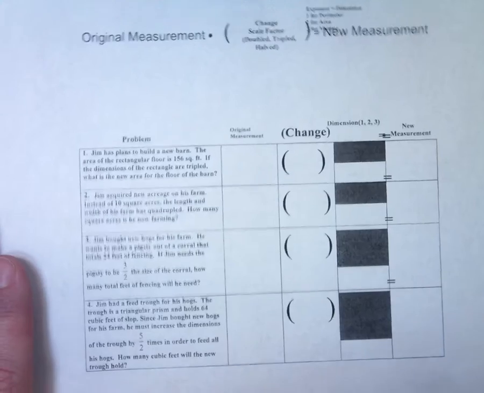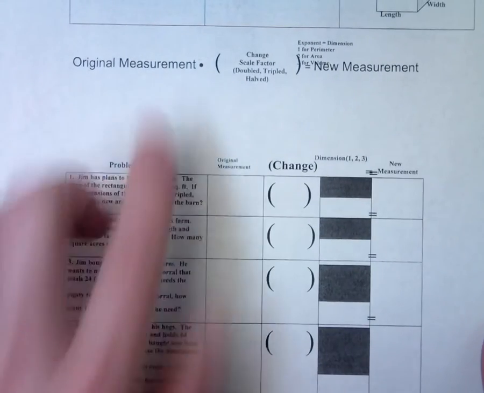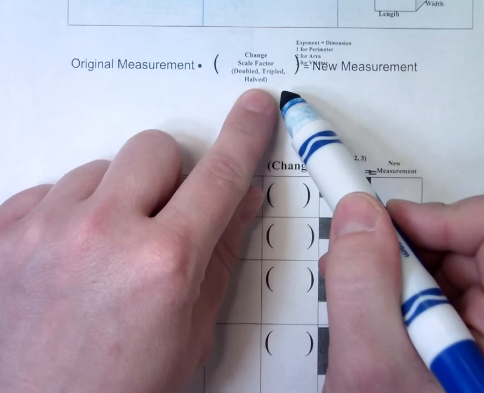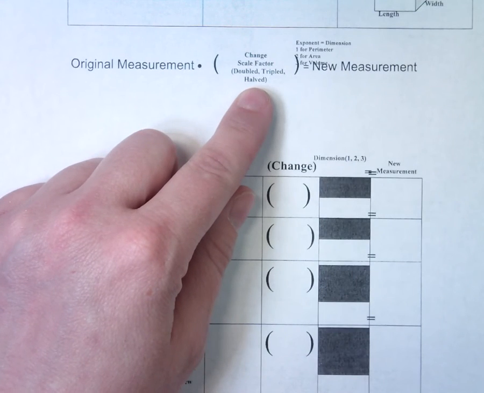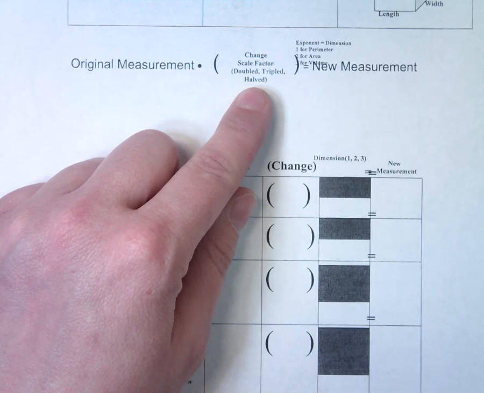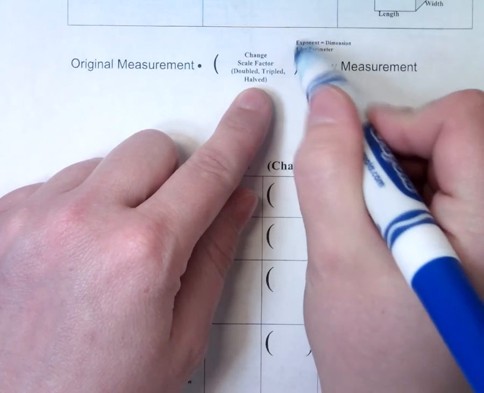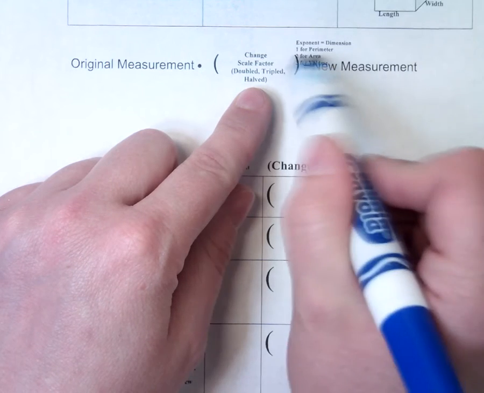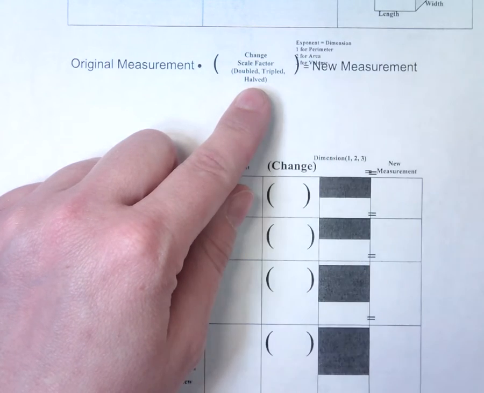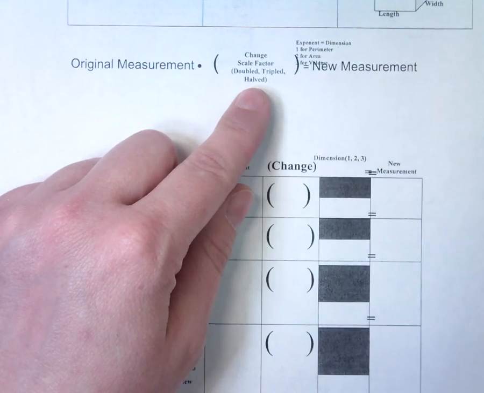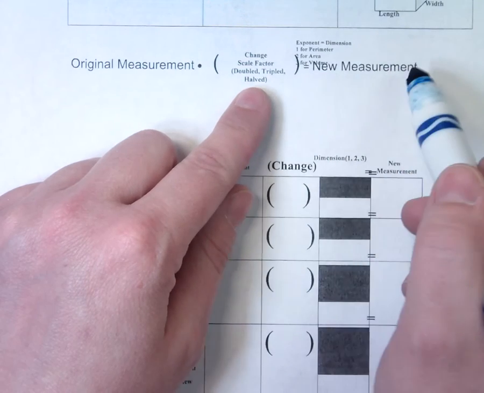So the formula we're going to use is we're going to take the original measurement, whatever it is. We're going to take the scale factor. Like on my board, I had them doubling, tripling, and then I talked about the quadrupling. And then I'll take it to a power of 1 if I'm looking for perimeter. I'll take it to a power of 2 if I'm looking for area. And I'll take it to a power of 3 if I'm looking for volume. And then that will give me my new measurement.